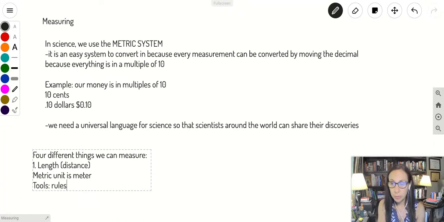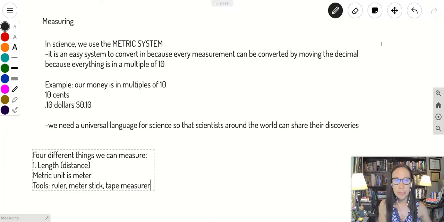So the length unit is meters, and the tools that we use to measure length would be something like a ruler, which is a common tool, or a meter stick. If you can picture a meter stick, that's how much 1 meter is. Another thing is a tape measure, and so on, whatever you use to measure length.